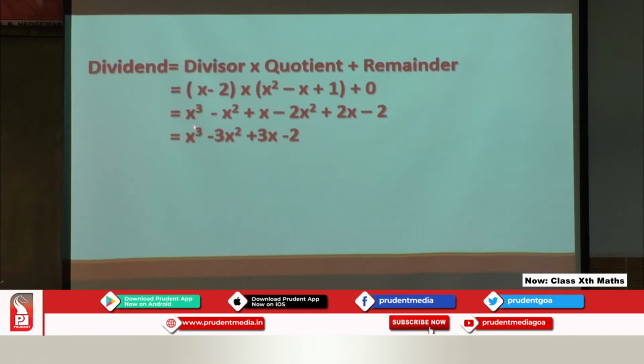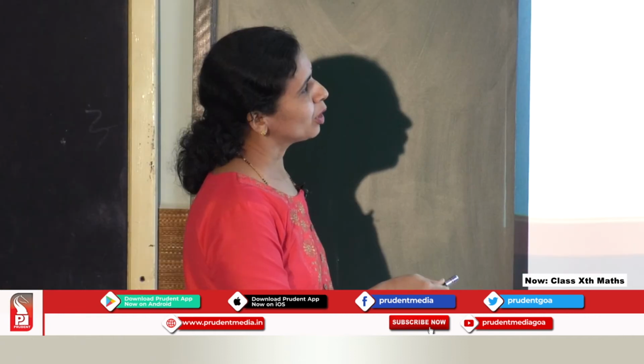Here x cube we write as same, but here you can see minus x square and minus 2x square. These two are like terms, so we can add these two terms. 2 plus 1, 3x square, and the sign is negative. Again you can see plus x and plus 2x, these two are like terms, so we can add them. Plus 2x plus 1x is equal to 3x. Now last, minus 2.